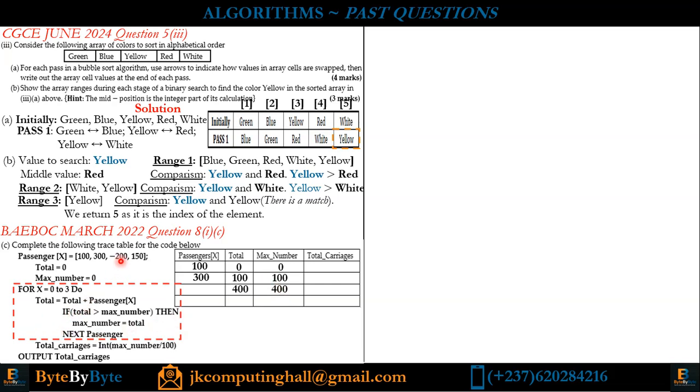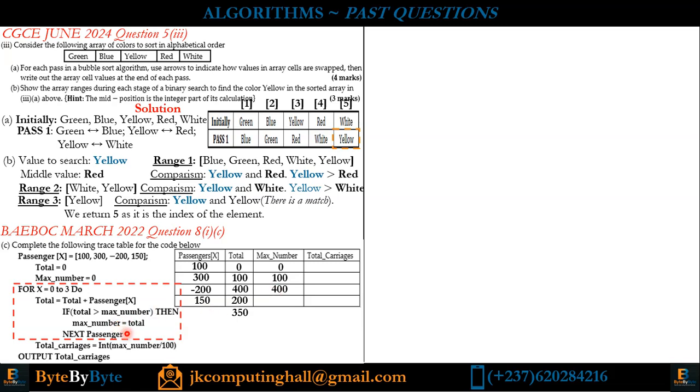Next passenger, which is negative 200. Total becomes total plus passenger at that position. When you add these two values, you have 200. Is total greater than max number? No. We go to the next passenger, which is 150. Total becomes total plus passenger at that position. That gives us 350. Is total greater than max number?